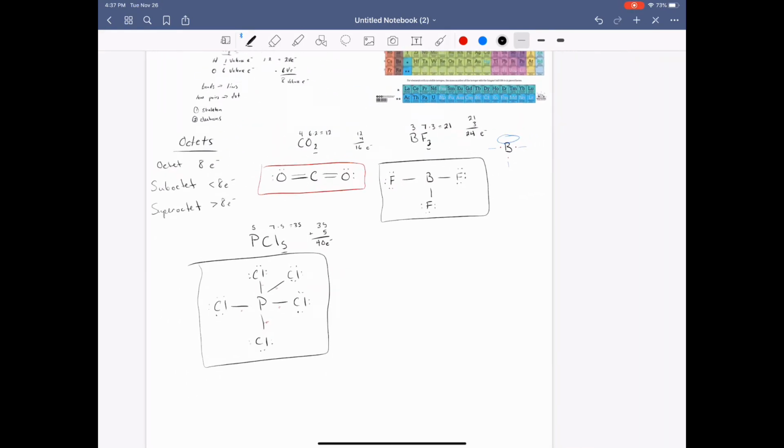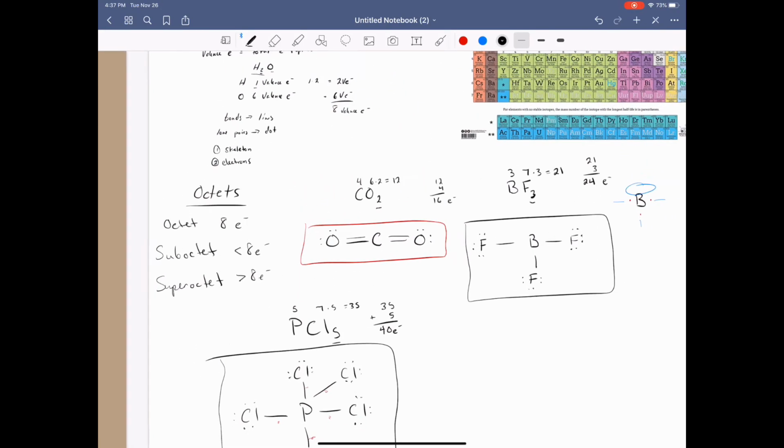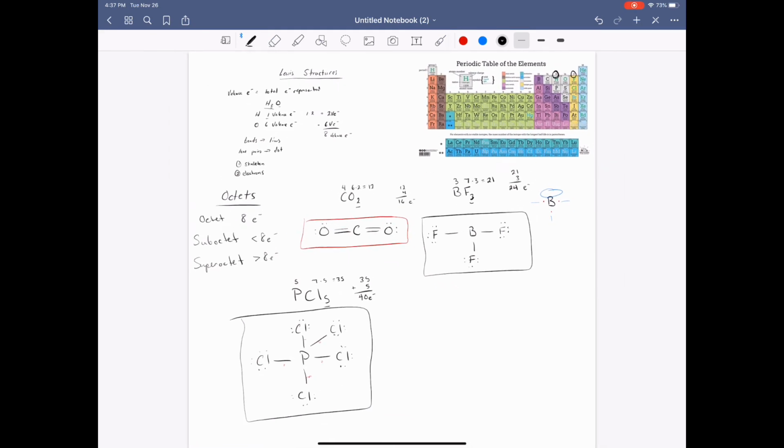Just to reiterate, be sure of what elements you're working with, and whether they're satisfied with an octet, suboctet, or superoctet. Be sure to count up all your valence electrons so that you correctly represent each structure. And make sure to start slowly, draw your skeleton, count up your electrons, and then fill in the dots as needed to complete each octet.